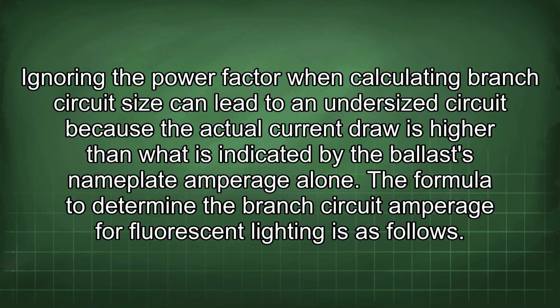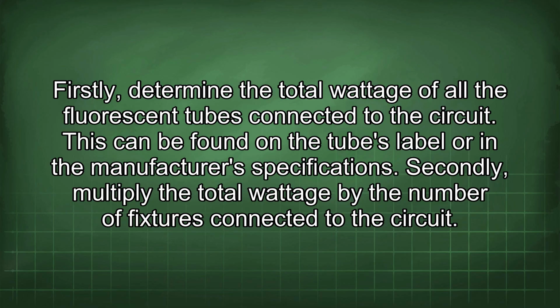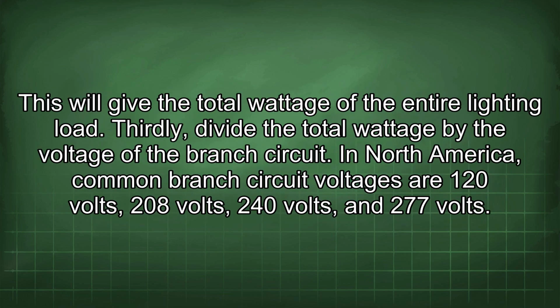The formula to determine the branch circuit amperage for fluorescent lighting is as follows. Firstly, determine the total wattage of all the fluorescent tubes connected to the circuit. This can be found in the tube's label or in the manufacturer's specifications. Secondly, multiply the total wattage by the number of fixtures connected to the circuit. This will give the total wattage of the entire lighting load.